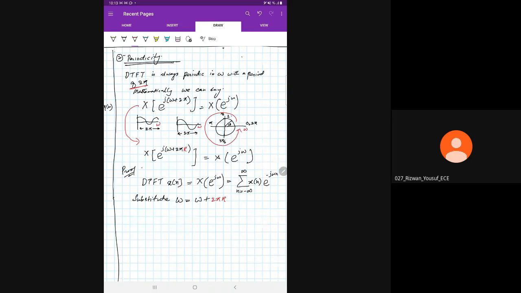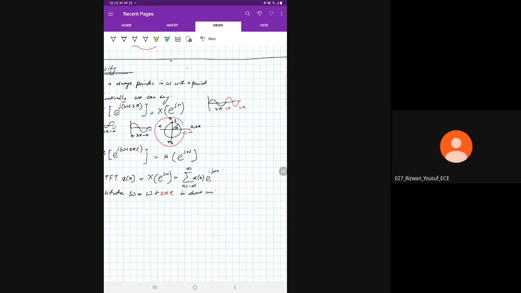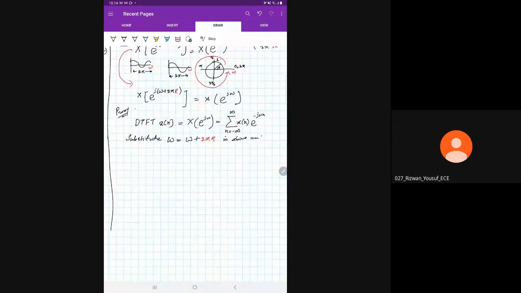So if we substitute omega equal to omega plus 2 pi k in the above equation, then there will be no problem because it will still maintain the periodicity. Why? Because if you have a sinusoid with 2 pi period, then at 4 pi, this is 2 pi here, this is 4 pi here. So it will have the same periodicity at even numbers or integer multiples of 2 pi. So everywhere periodicity is maintained. It doesn't matter whether we add 2 pi k to this omega; it will have no effect.